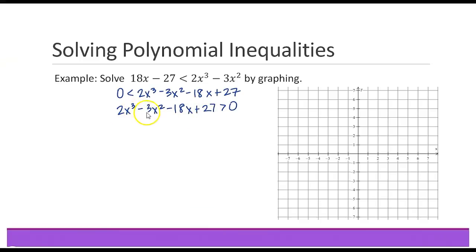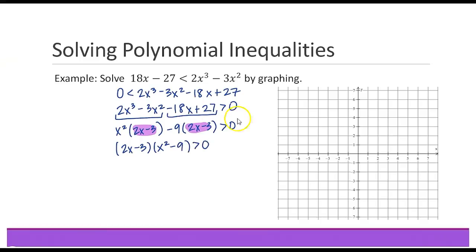So 2x cubed minus 3x squared minus 18x plus 27, how do we factor that? Well, it has 4 terms, so we want to factor by grouping. So we're going to create our 2 groups, and we're going to factor out an x squared. So we're left with 2x minus 3. And then here we'll factor out a negative 9, and we are left with 2x minus 3. And so we have the same factor in each term that we're going to pull out. So we have 2x minus 3 times what's left over from the first term, x squared, minus 9 left over from the second term.